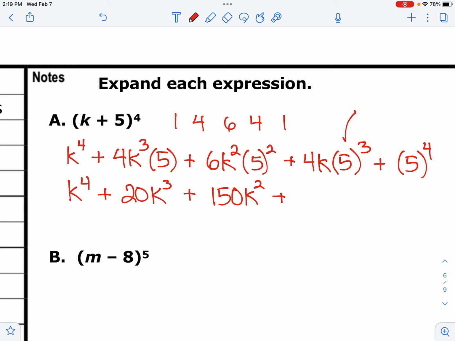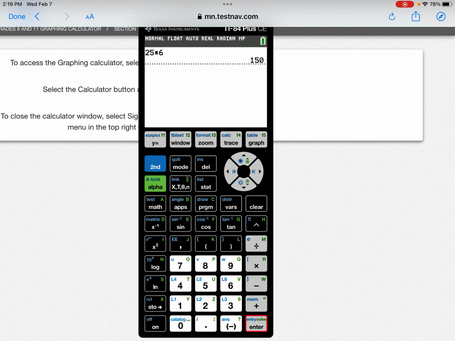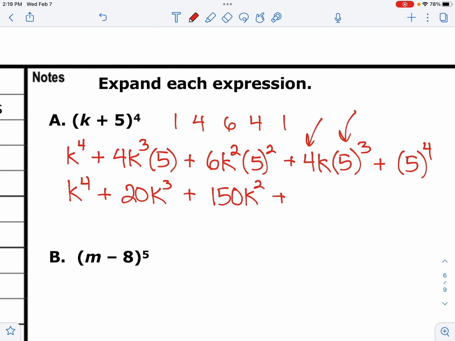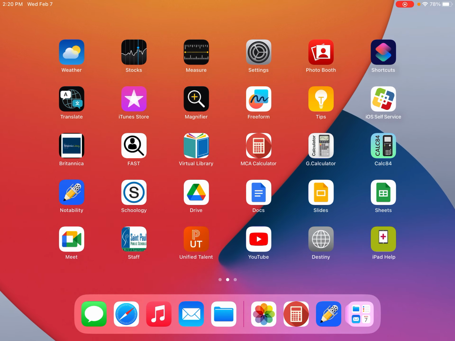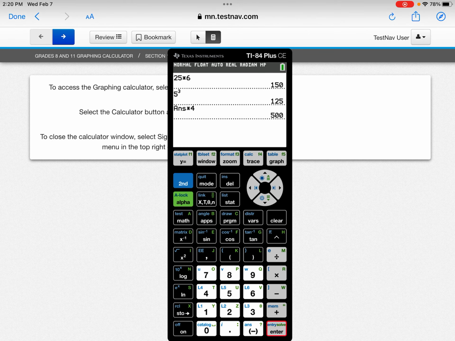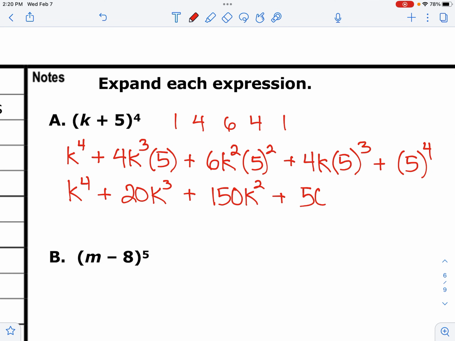So same thing here. I want to do that first. So 5 to the third power. Again, if you're not good with that, 5 to the third is 125. Now, I have to multiply that, and you noticed I have to multiply by 4. So I have 125 times 4. Okay, cool. Times 4, I get 500. All right, so I'm going to write 500k.